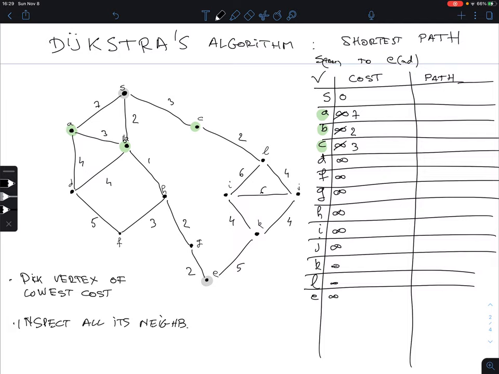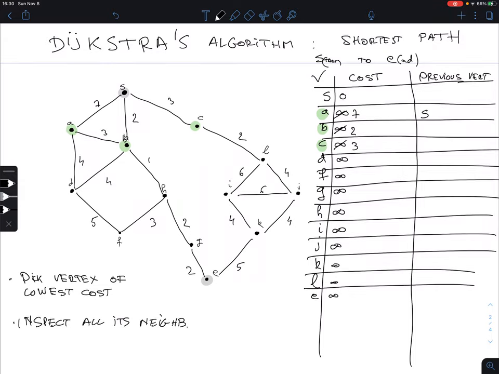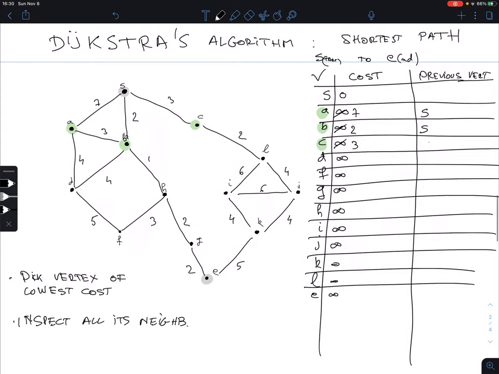And how I do that, this is where I do this here. So I'm calling this the path, but what I'm really looking for is I'm going to use the previous vertex. How do I get to A? Well, in this particular case, I came from S. And for B, I came from S. And for C, I came from S.